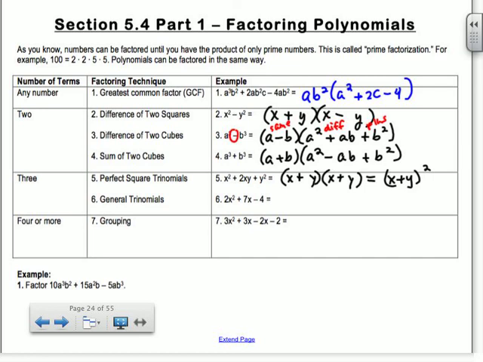Okay, general trinomials are the ones that are scary for people. So general trinomials are just in the form ax squared plus bx plus c. Okay, and you have to think about the opposite of foiling. So your first spots are the spots that made x squared.